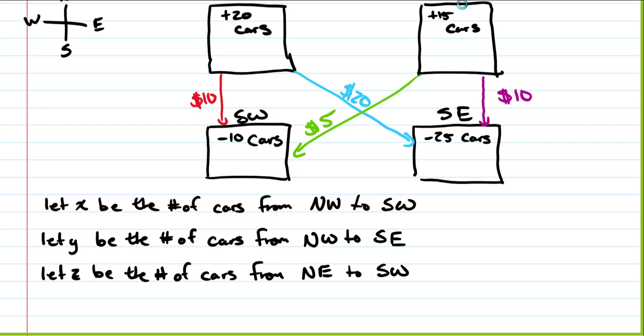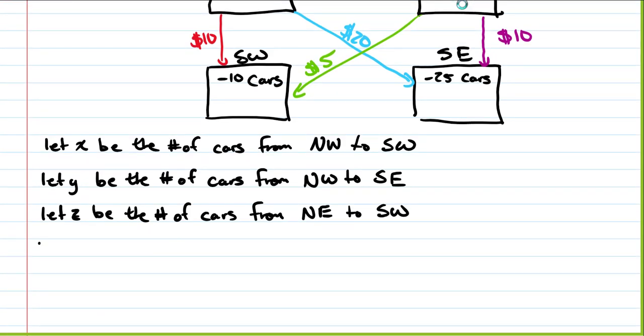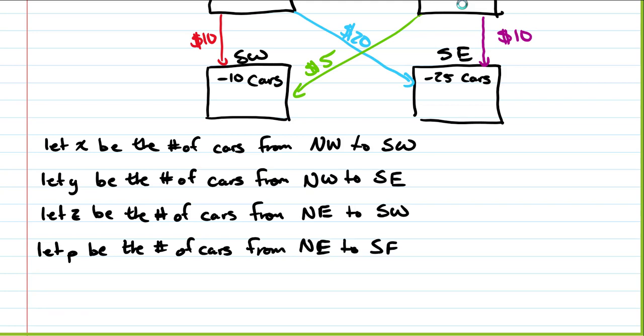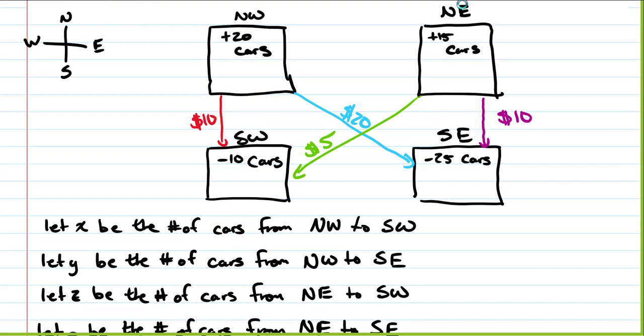And then we need another variable. Let's let p be the number of cars from northeast to southeast, right? Because we have the possibility of moving a car from either northwest to southwest or southeast, and from northeast to either southwest or southeast. And we want to know about the cost, right?